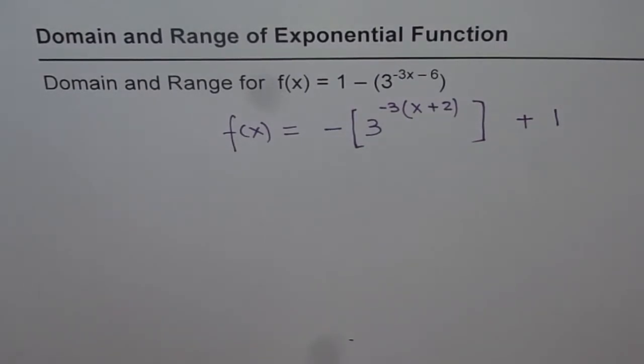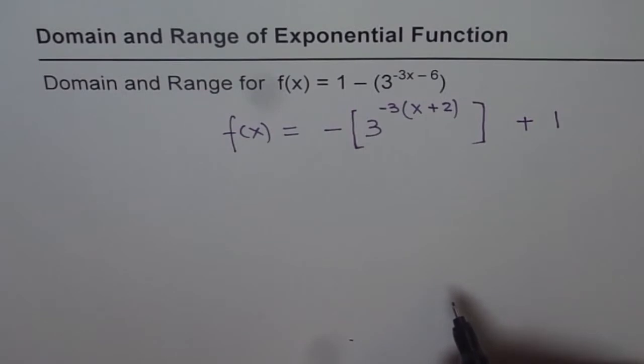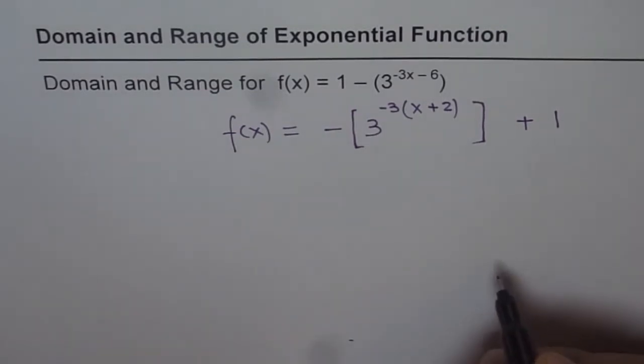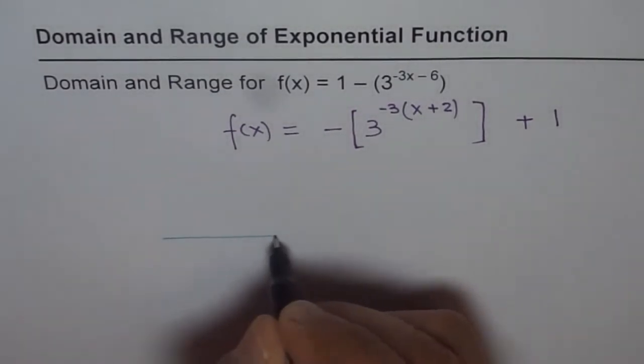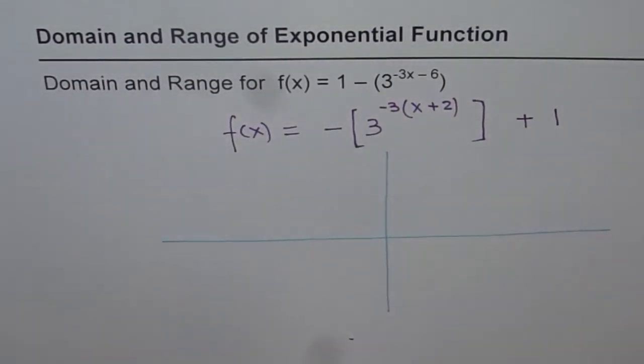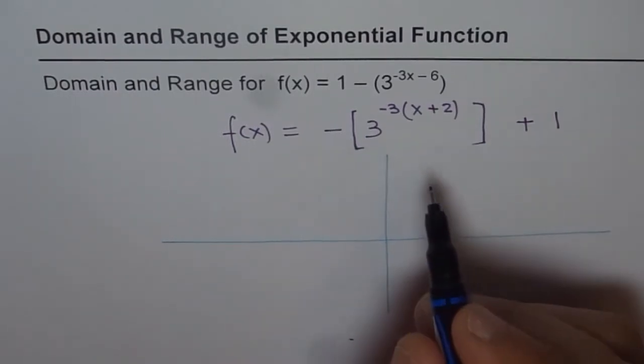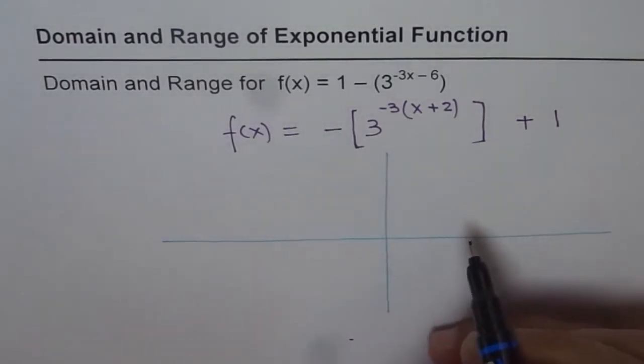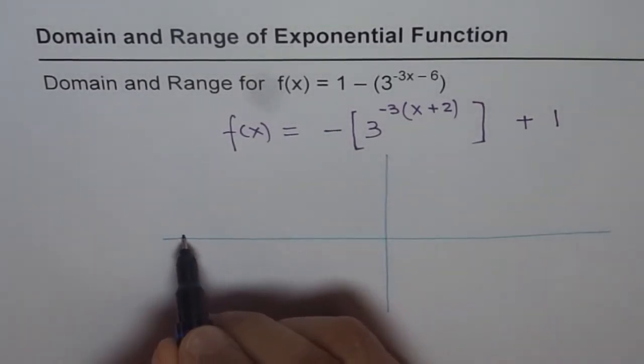Now we could have given the answer directly, but I'm trying to show you, using transformations, how to sketch and then get into domain and range. So let's just sketch this function. Let's say this is our xy axis, the coordinate plane, and we'll start with the base function, which is 3 to the power of x, and see how that base function gets transformed into this final f of x.